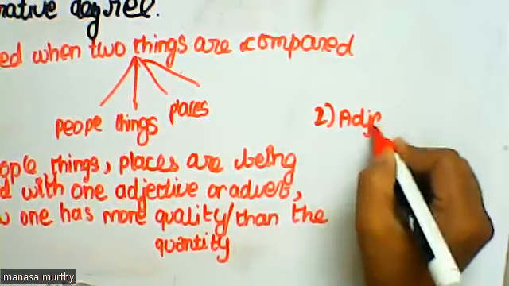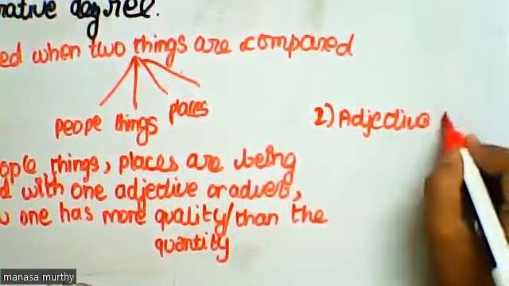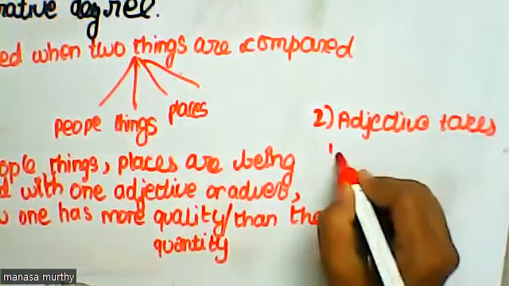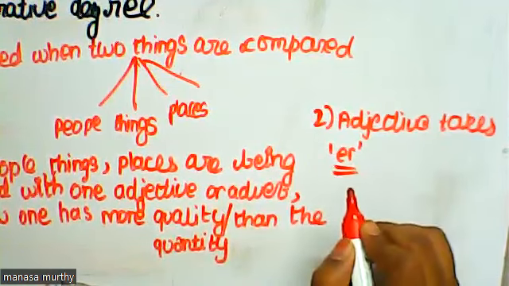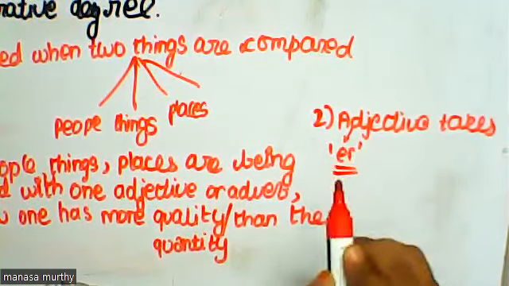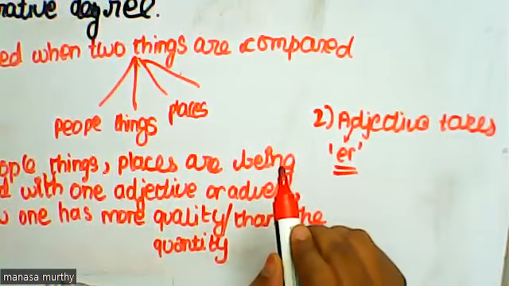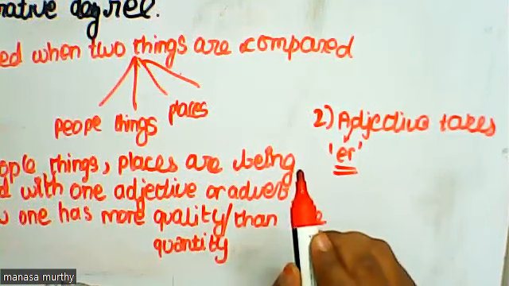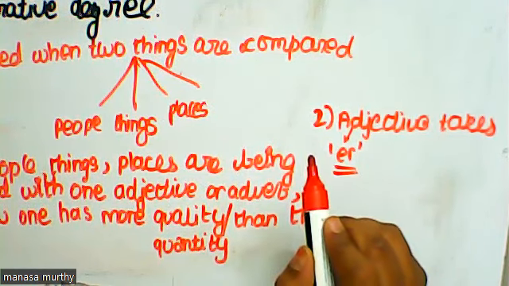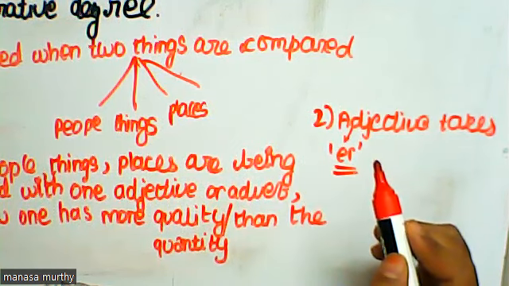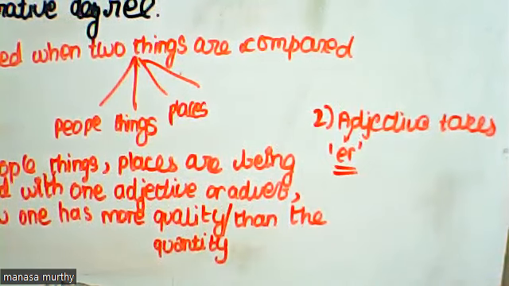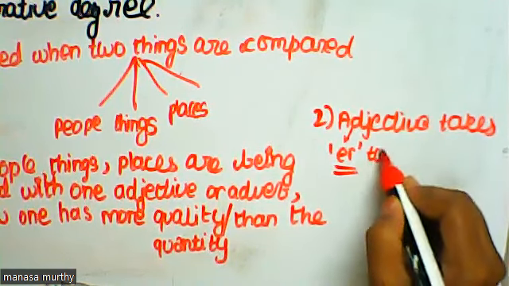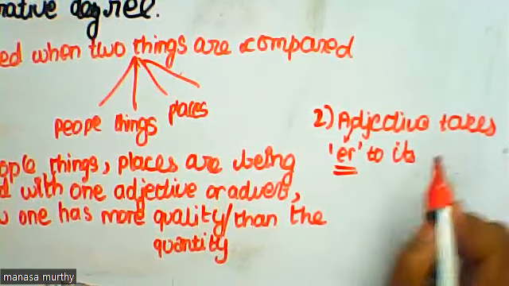Adjective takes ER. The letters ER come along with the adjective: taller, stronger, sharper, better, thicker, thinner, bigger, fatter. In all these words, for the adjective fat, thick, thin, I'm adding er to it. Adjective takes er to its positive form.